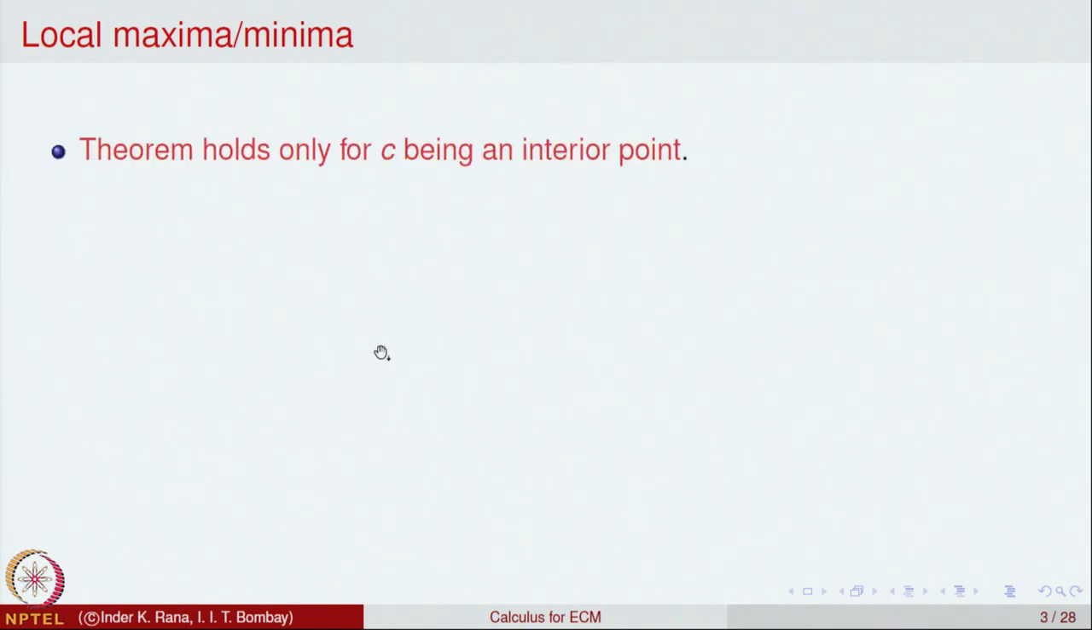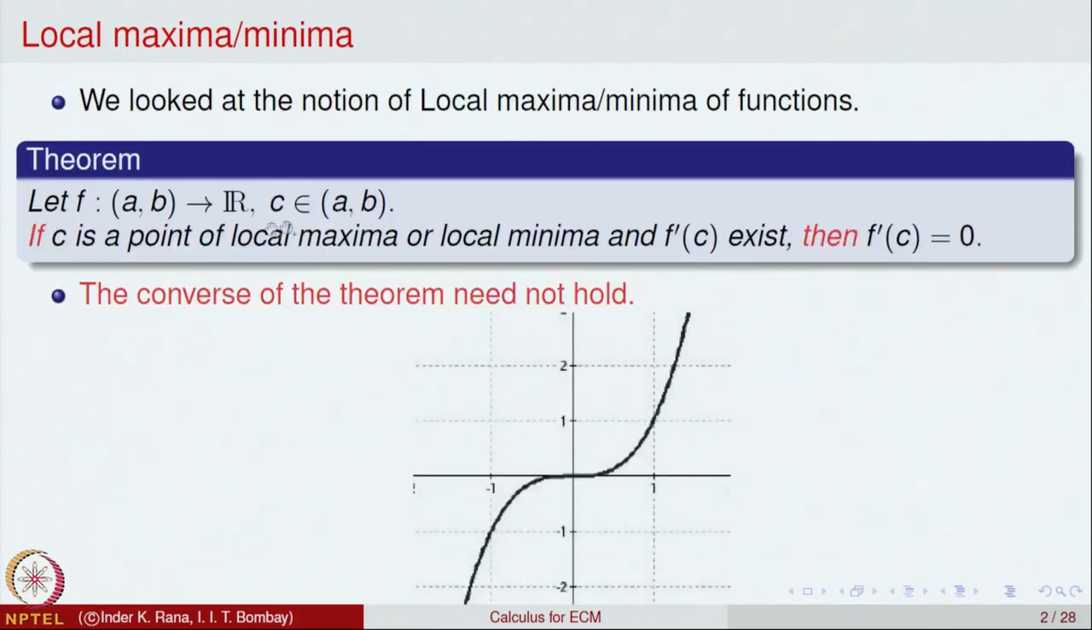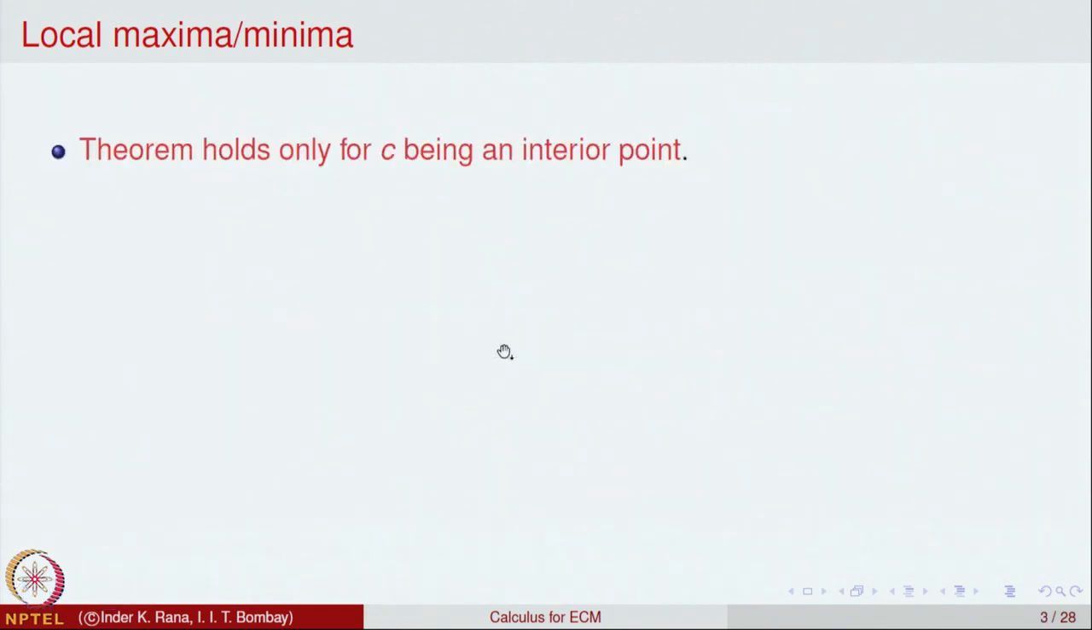So, that is one observation, and secondly, the theorem holds only when c is an interior point. So, keep in mind the interval is the open interval (a, b), and the function is defined on the open interval (a, b). So, the conclusion, that c is a point of local maxima or minima and the derivative at that point exists, need not hold if the interval is having endpoints.